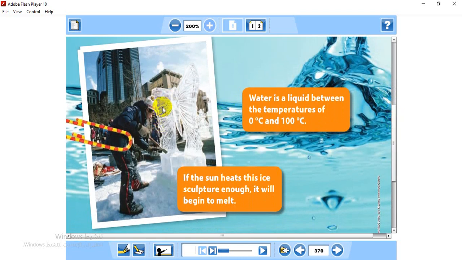If the sun heats this ice sculpture enough, it will begin to melt. This is the same example as the Iceman. When this image starts to absorb enough energy from the sun, what will happen to the sculpture? It starts to melt.